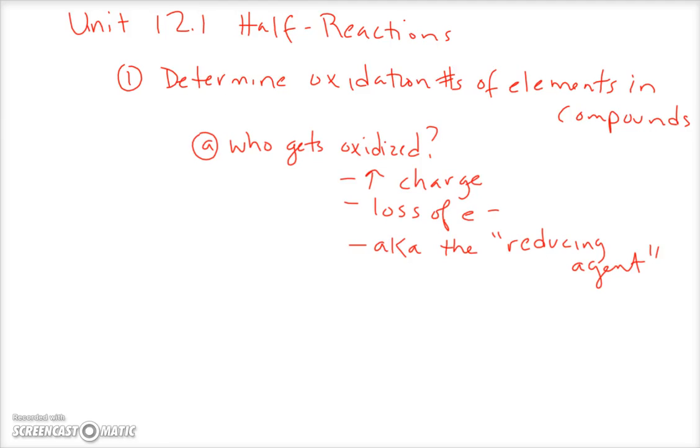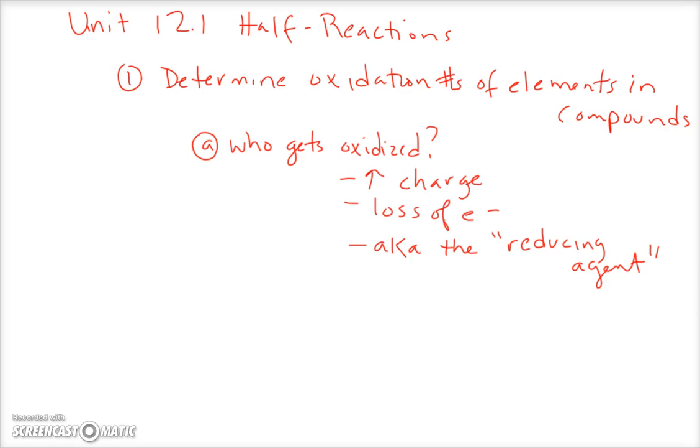This video lecture is meant to cover the information found in Unit 12, Section 1 on half reactions. One of the things that you'll be asked to do is to determine the oxidation numbers of elements that are in compounds. Of course, if you're being asked to find the oxidation number of just an element that's all by itself, its oxidation number will be 0.